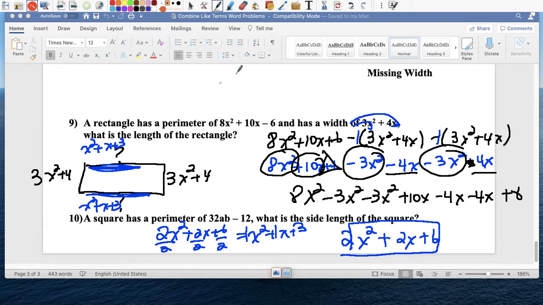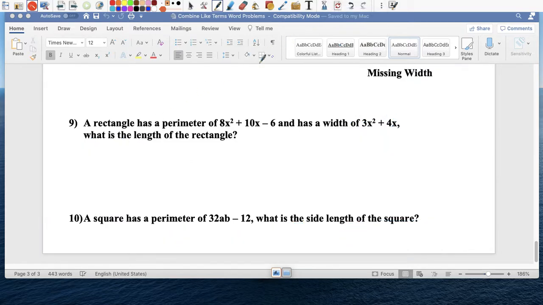Okay? We have one more question. It's a PDF. No, it's a Word document.